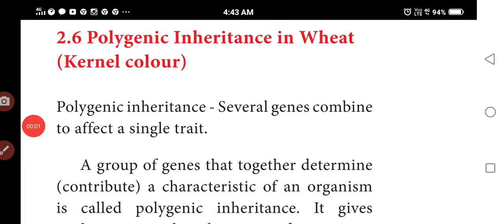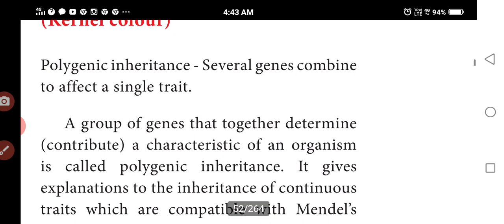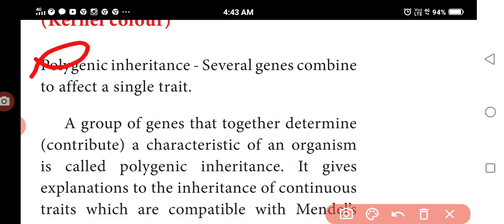Now we are discussing polygenic inheritance in wheat. Poly means many, many genes. Many genes affect a single trait. Several genes combine to affect a single trait.